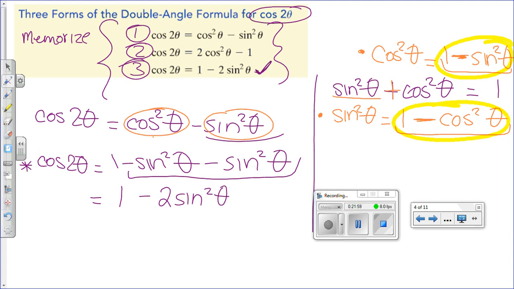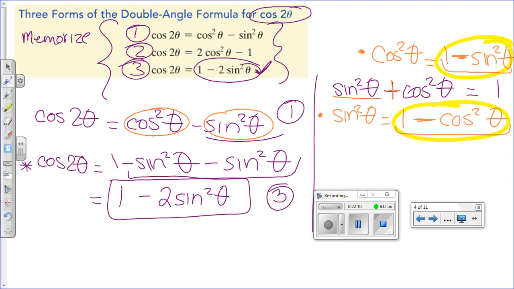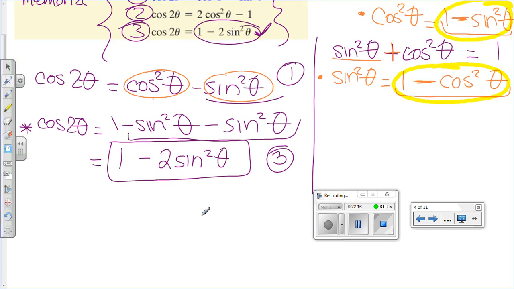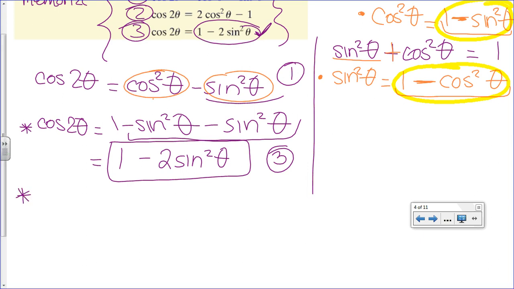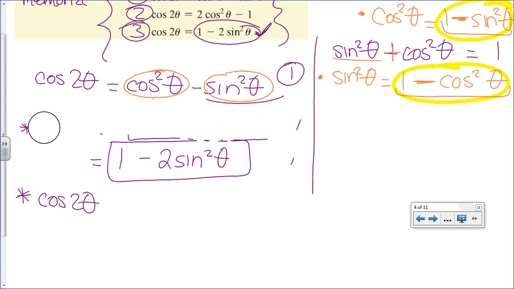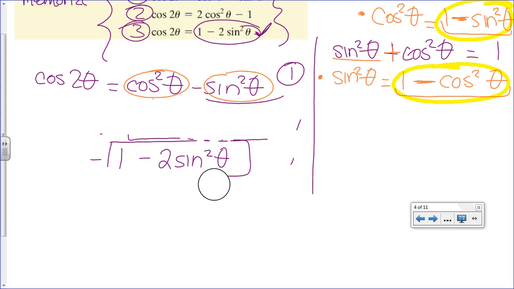How would you get that? That's what we got. This is number 1. This is number 3. Okay, well now let's see. Wait, I'm a little lost. Wait, where did you get the sine squared theta? Okay, let's start again. We went and lost the other side. Okay, I'm going to start again.